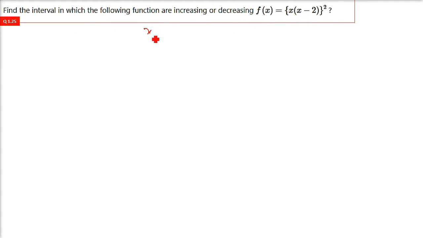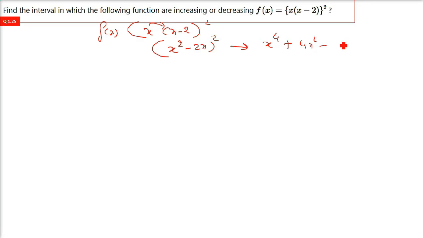You just have to multiply this, that is x into x minus 2 whole square. So multiply this x into x minus 2 inside first. You will get x square minus 2x and then you square it. So a minus b whole square, you will get a square plus b square minus 2ab. So x raised 4, and this is 2ab, 4x cube, sorry, plus, and 2x whole square is 4x square. So a square plus b square, 2x whole square is 4x square. So that we have already done.